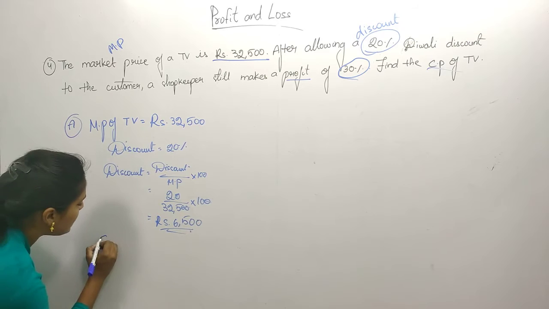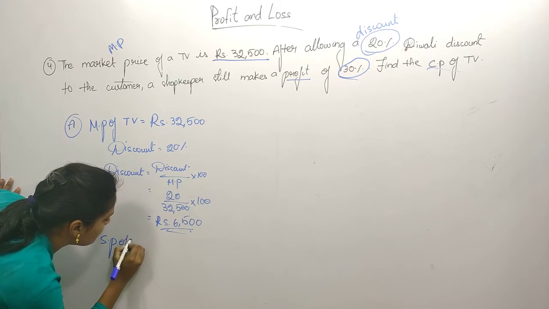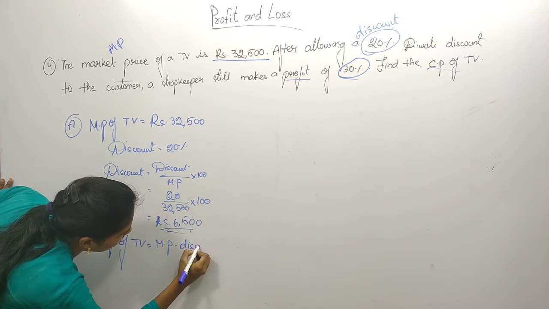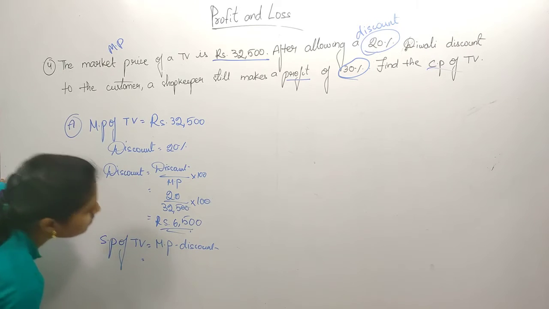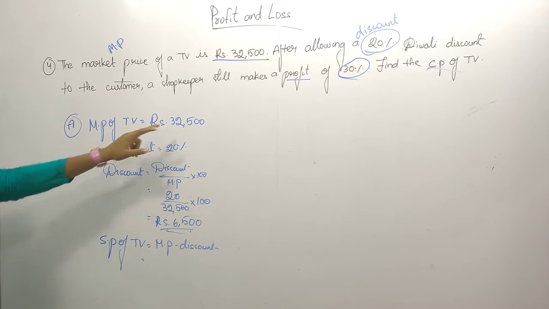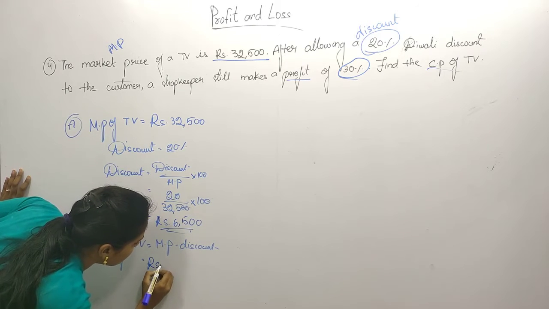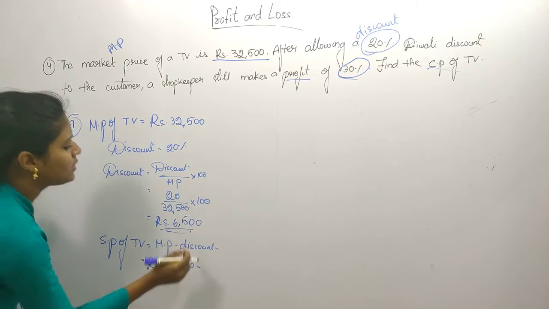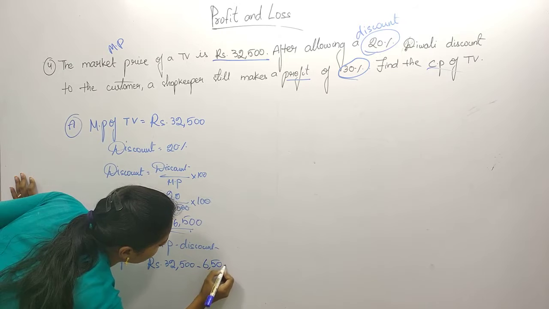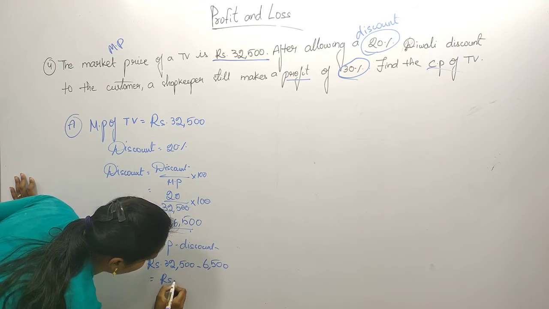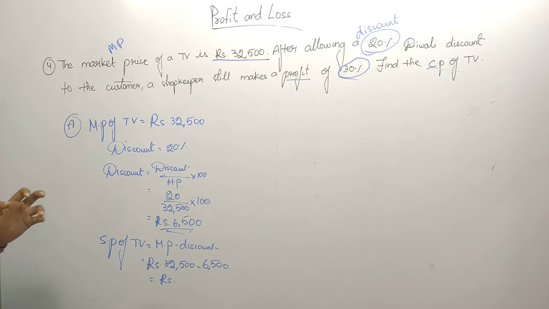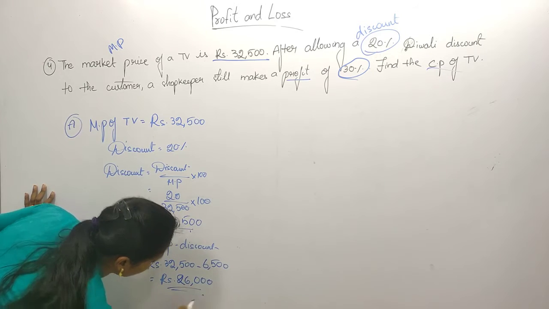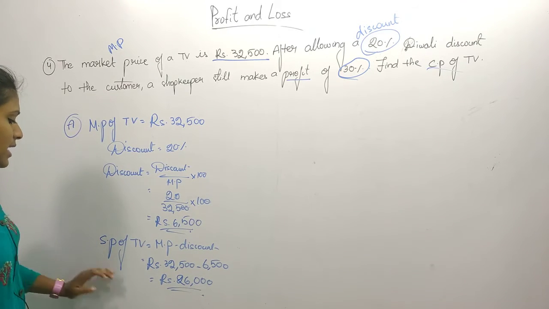What is the selling price formula? Market price minus discount. It is a formula. Market price, how much is it given? Rupees 32,500 minus discount, how much did you get? 6,500. By doing the subtraction, what answer will we get? The final answer will be rupees 26,000. Okay, we have already found the discount and selling price of the TV.